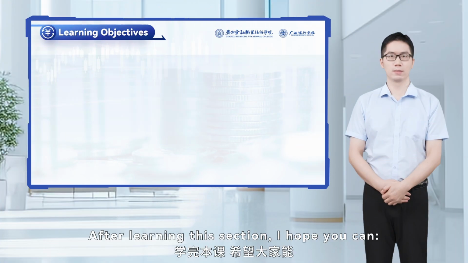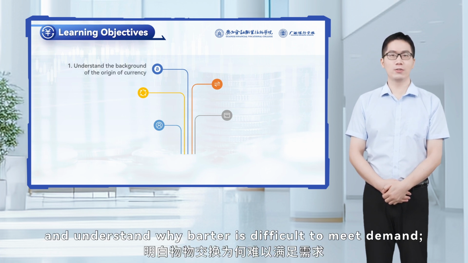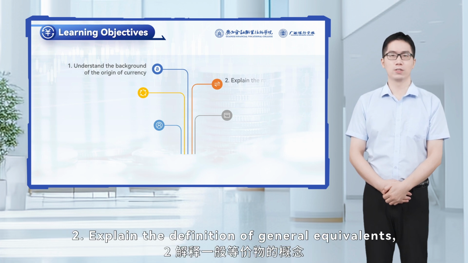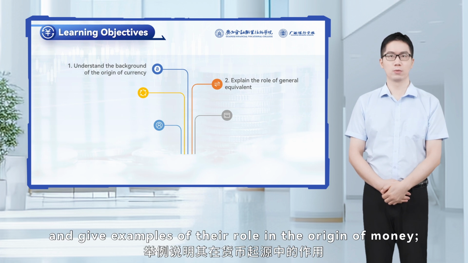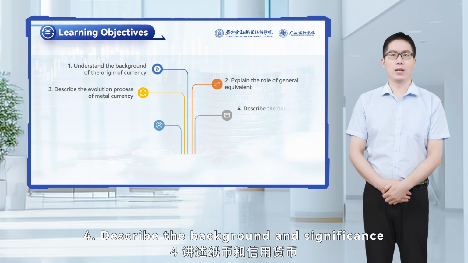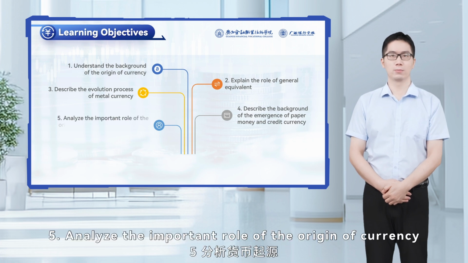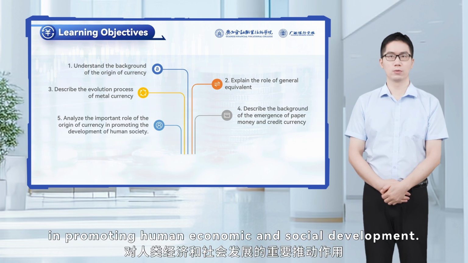After learning this section, I hope you can: 1. Explain the background of the origin of currency and understand why barter is difficult to meet demand. 2. Explain the definition of general equivalents and give examples of their role in the origin of money. 3. Describe the evolution process of metal currency. 4. Describe the background and significance of the emergence of paper money and credit currency. 5. Analyze the important role of the origin of currency in promoting human economic and social development.